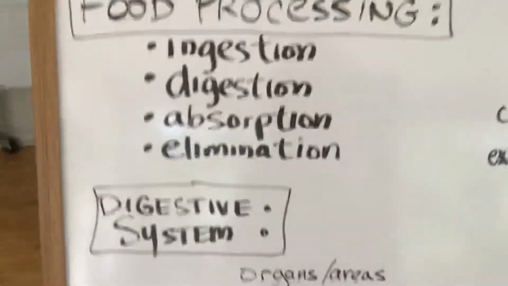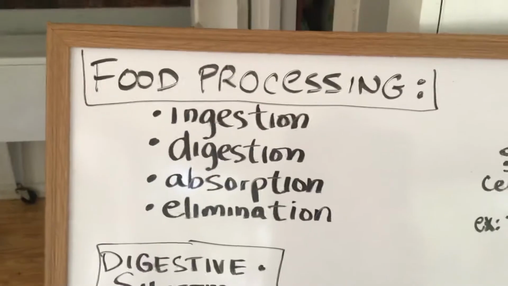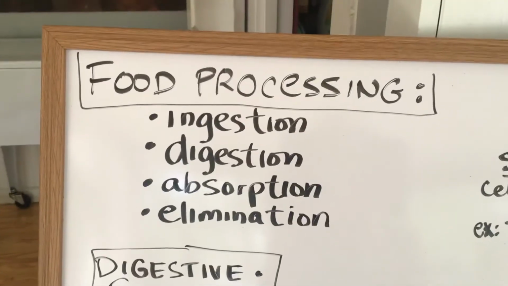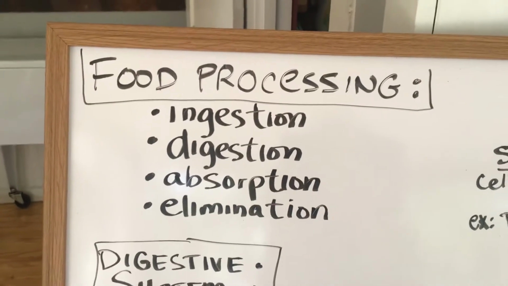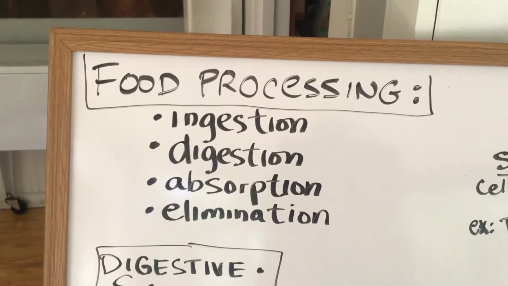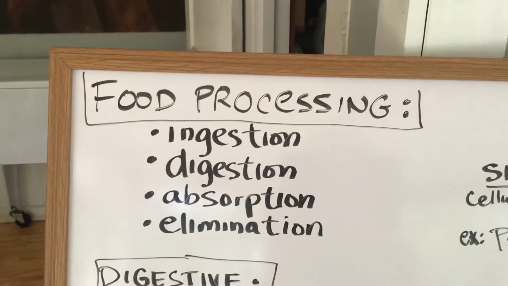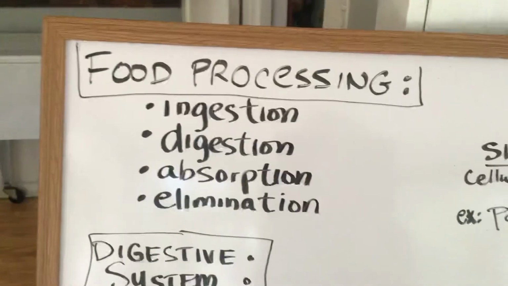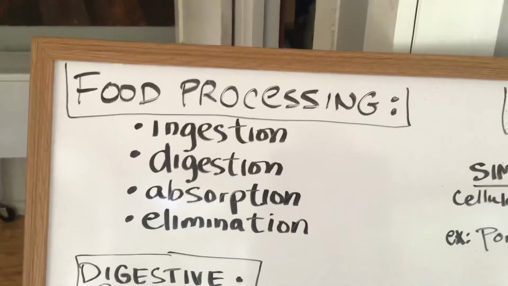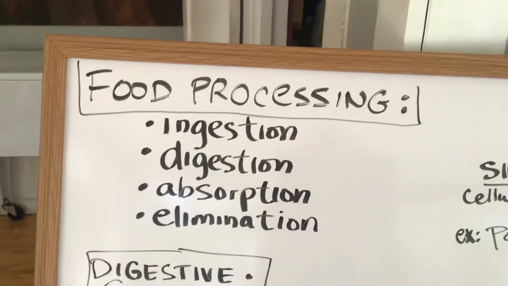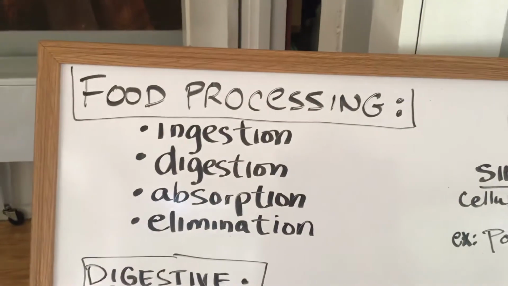Okay, so first of all, we're going to go through food processing. Food processing includes ingestion, which of course is getting your food and chewing it up, etc. Digestion, which is breaking it down. Absorption, which is taking it into your body systems, and usually that involves, in our case, getting it into our bloodstream or lymph system. And the last part is elimination. That's getting rid of things that we don't actually use.